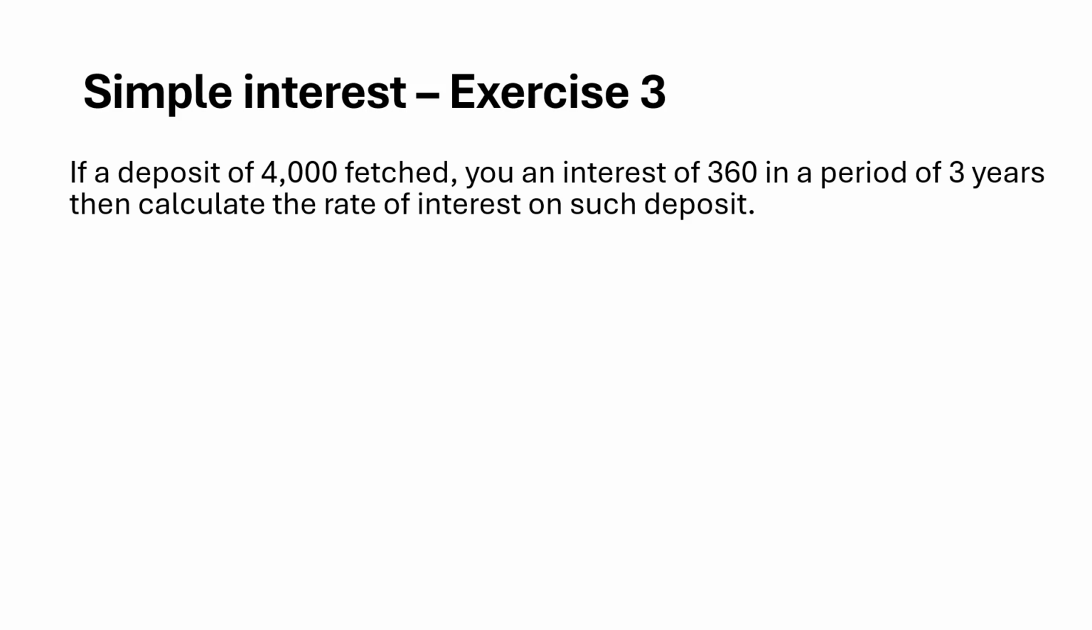So what is the first step? We have to read the question first and try to understand what exactly is required. So we will read: if a deposit of 4000 fetched you an interest of 360 in a period of 3 years, then calculate the rate of interest of such deposit. So here it is related to simple interest.